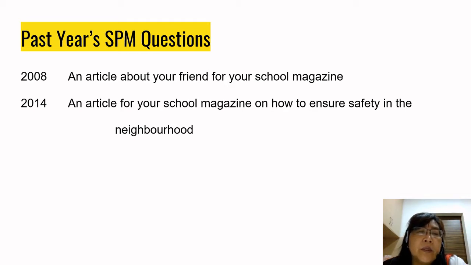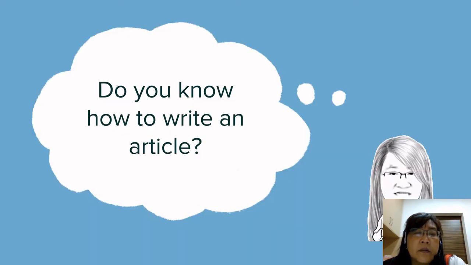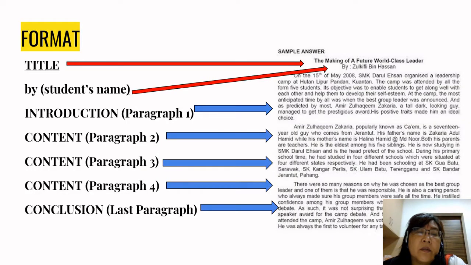In 2008, there is an article about your friend for your school magazine, and in 2014, an article for your school magazine on how to ensure safety in the neighborhood. Do you know how to write an article? So let's look at the format.